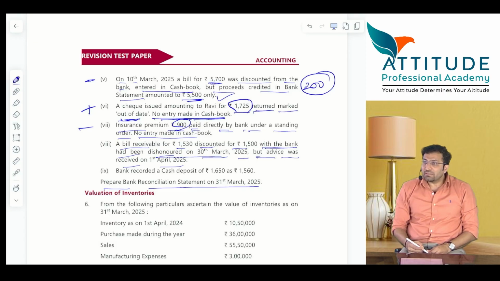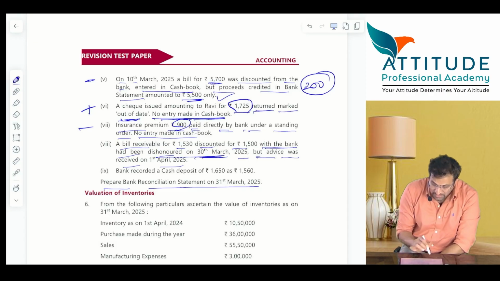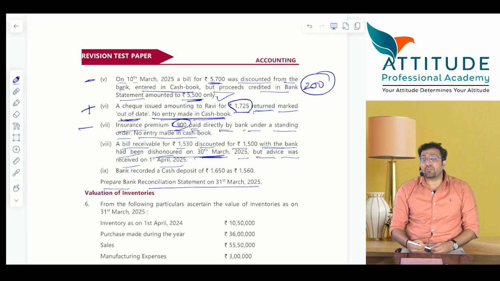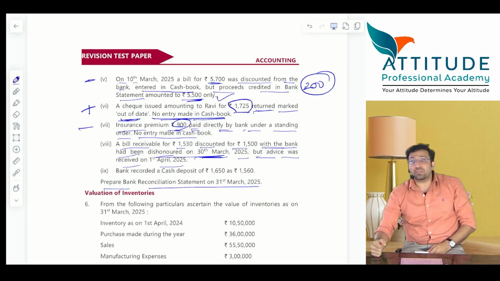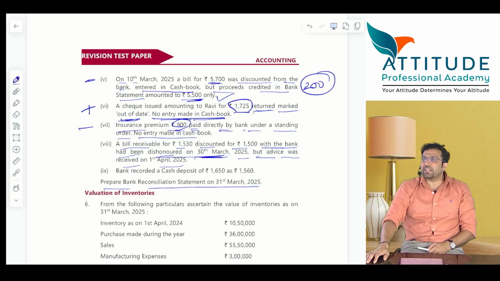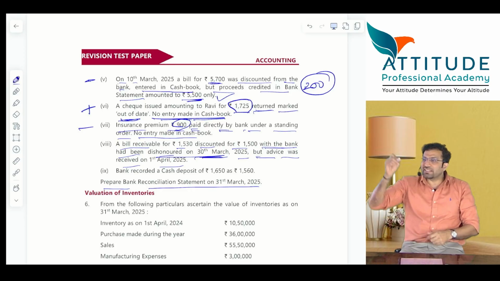Did you get it? And when it is dishonored? 30th March. 30th March को डिसऑनर. Now डिसऑनर हुआ है तो डिसऑनर ऑफ बिल्स ऑफ एक्सचेंज किसको पता चलता है? पहला आपको पता चलेगा क्या? बैंकर को. तो बैंकर would have reduced your bank balance, no, by how much? 1500 और 1530. 1530 including the discount charges. He'll say now I'll reduce your balance by how much? 1530.